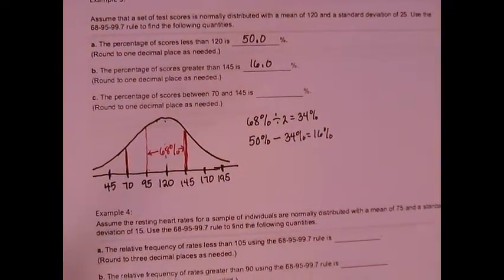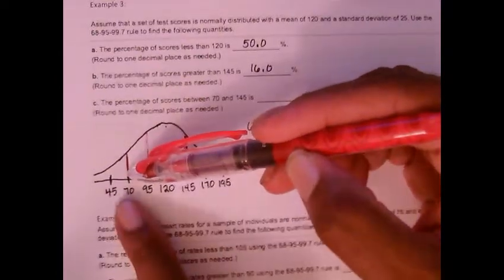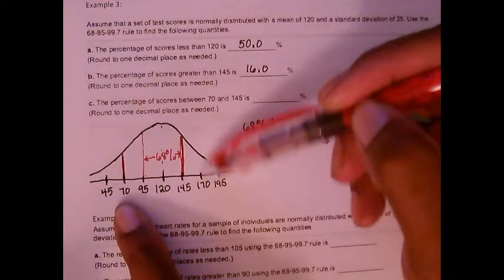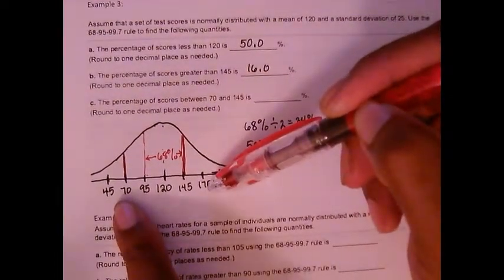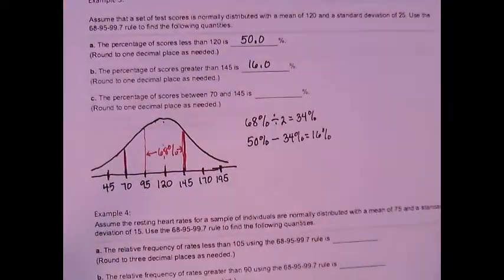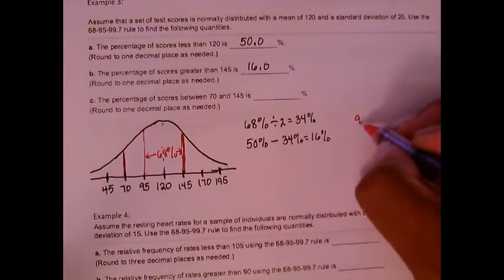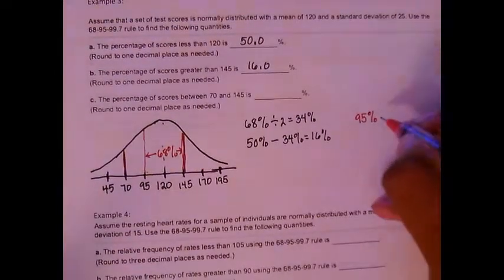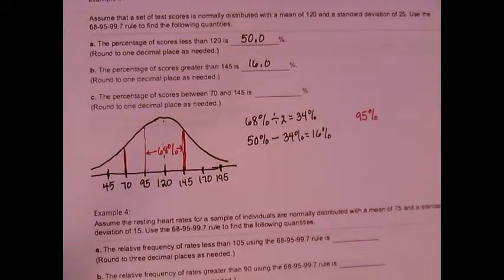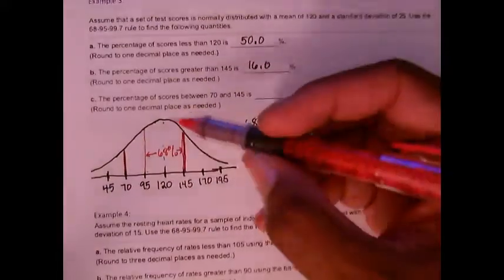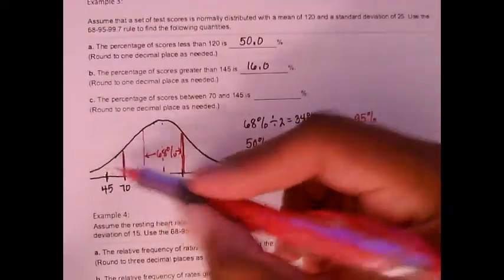Well, I know this. Between 70 and 170, that's 2 standard deviations. That's within 2 standard deviations of the mean. That means, according to that rule, 95% of the data values are within 2 standard deviations of the mean. Okay. Now, here we're going to think of the bottom half right here.